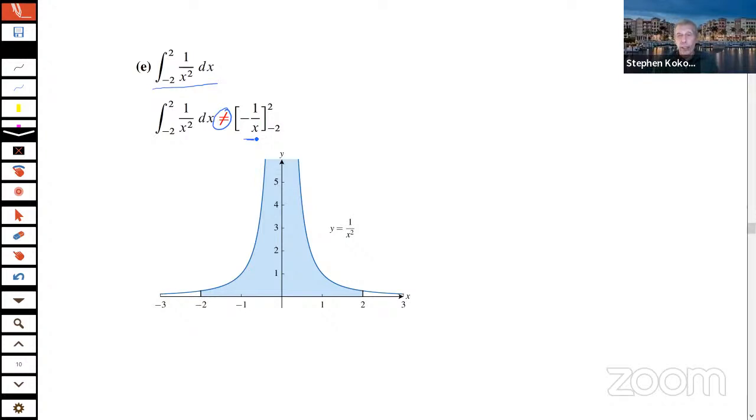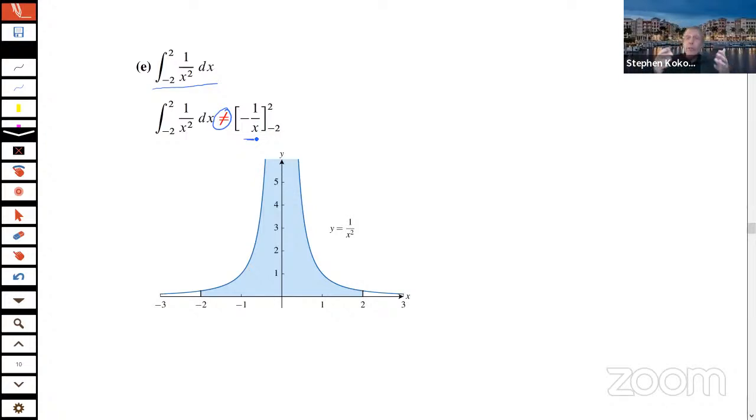Why doesn't it work here? Well, I've got a stab at it. That's not continuous. Beautiful. That indeed is it. This function, this integrand, is not continuous. And so we can't apply the fundamental theorem of calculus part 2.